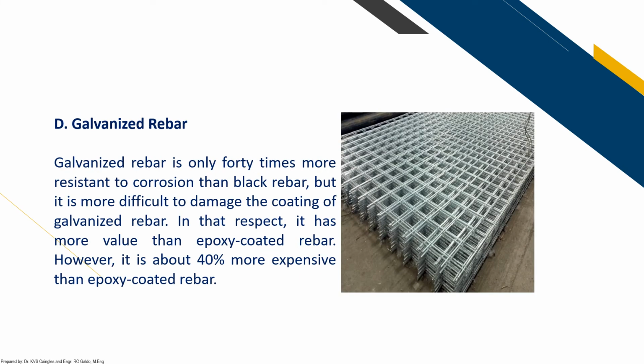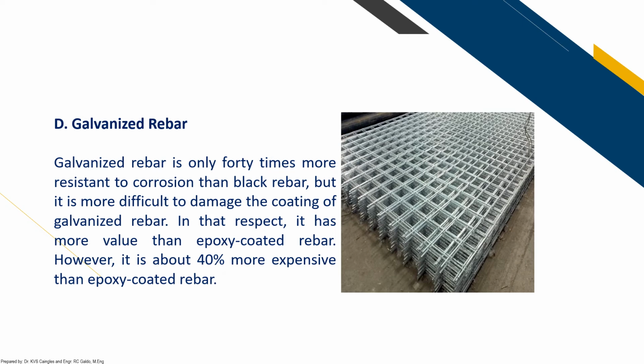Next type of rebar is the galvanized rebar. Galvanized rebar is only 40 times more resistant to corrosion than black bar, but it is more difficult to damage the coating of the galvanized rebar. In that respect, it has more value than epoxy-coated rebar. However, it is about 40% more expensive than epoxy-coated rebar.